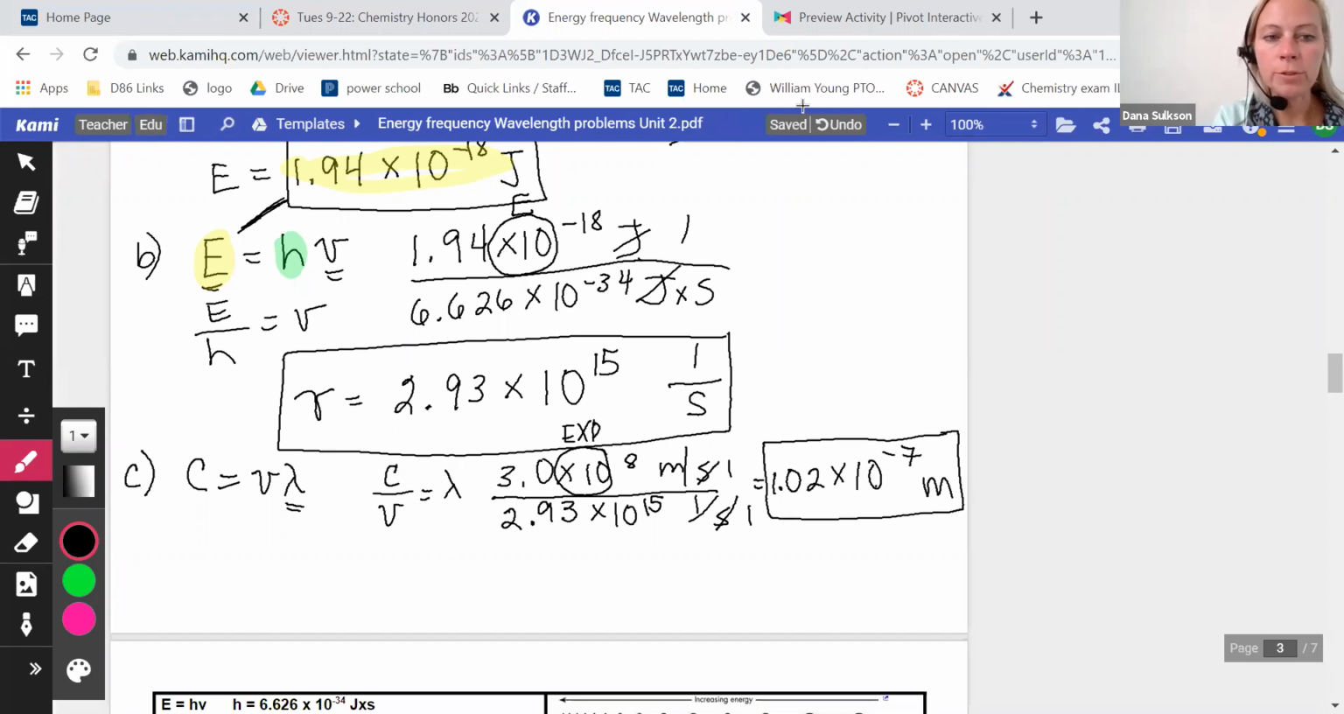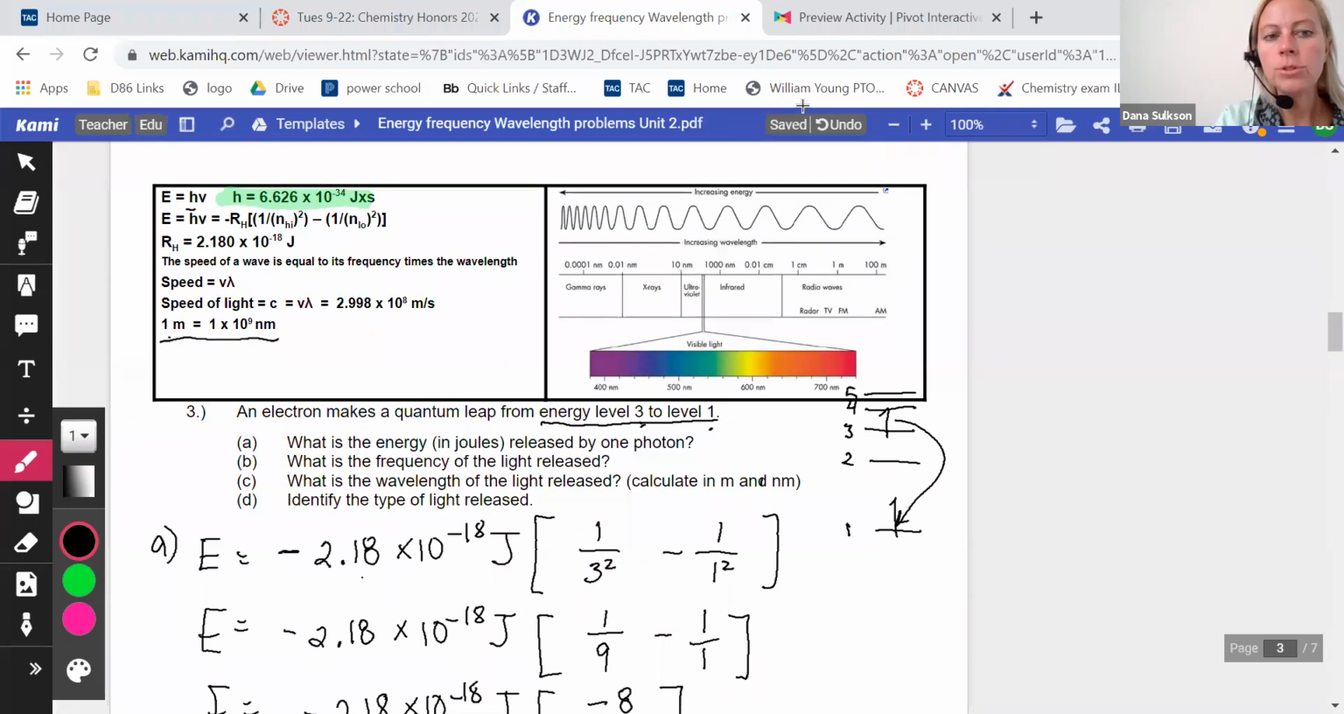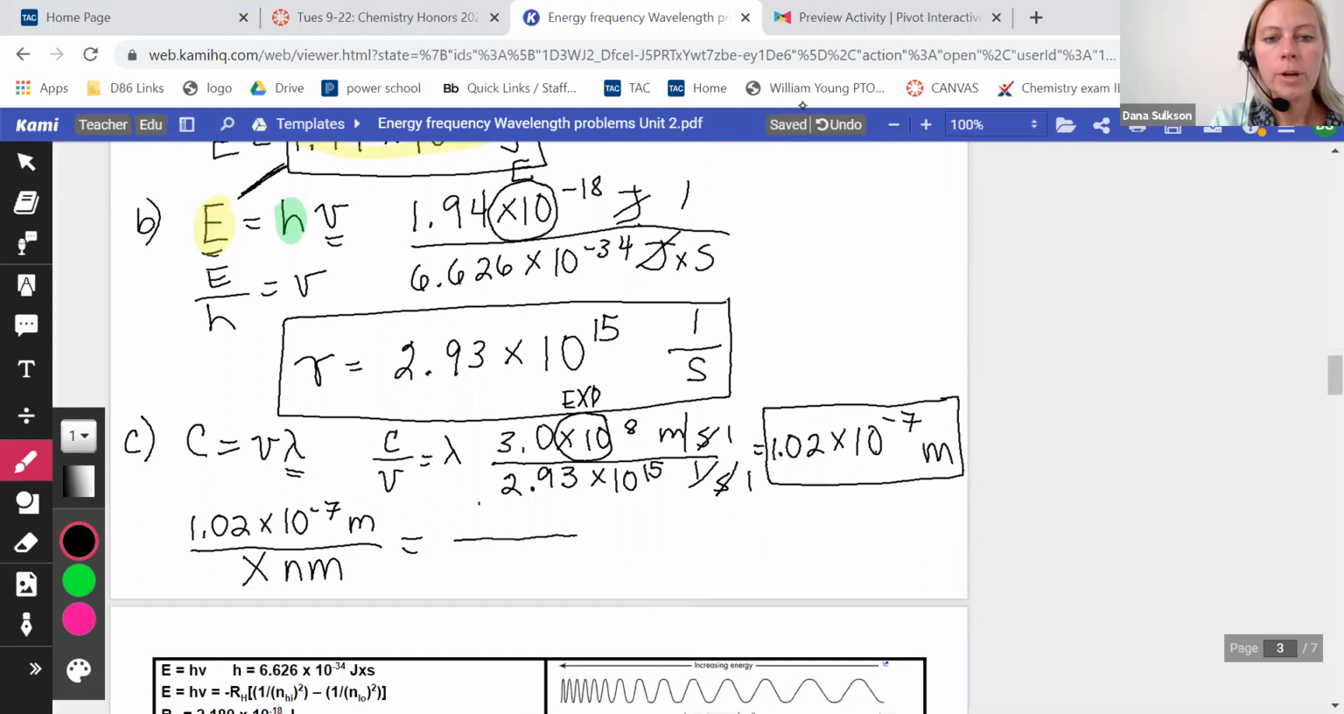I'm going to do my conversion over here on the left side. I know I've been given 1.02, not given, I calculated, excuse me, and I'm trying to find out how many nanometers. So the left side of the proportion should look like this. It's then equal to my actual conversion that I know, and I know 1 meter is equal to 1 times 10 to the 9th nanometers.